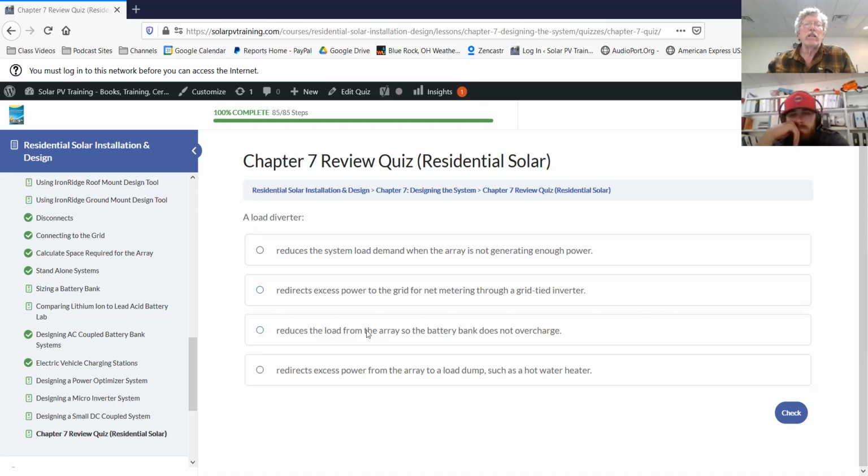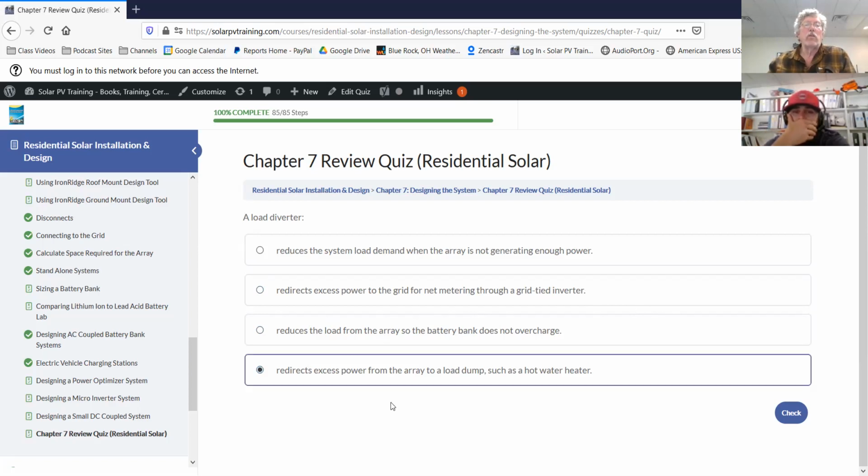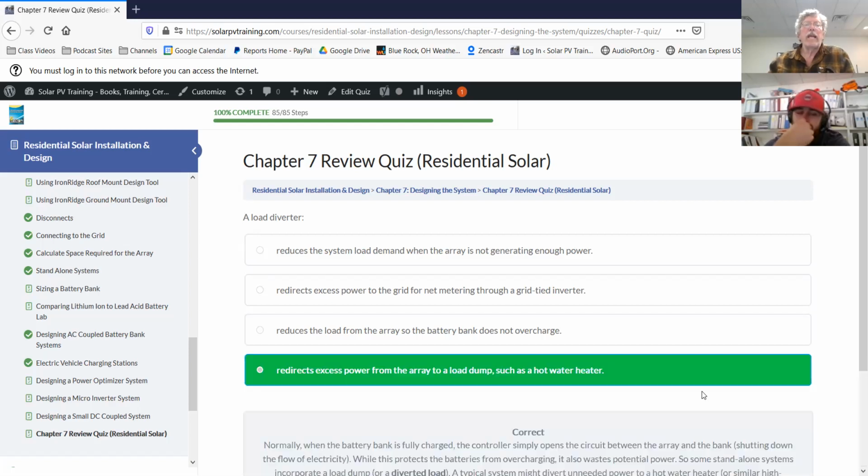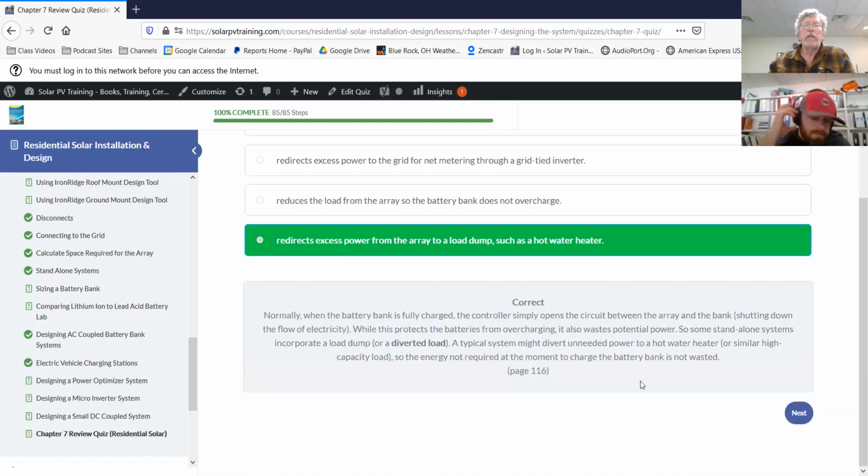It reduces the load from the array so the battery bank doesn't overcharge. No, well, that's basically what a charge controller does, is make sure the battery doesn't overcharge. So a load diverter or a load dump redirects excess power from the array to a load dump, such as a hot water heater.